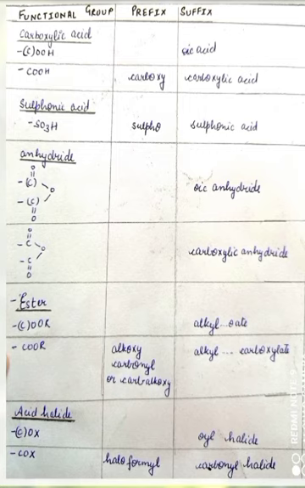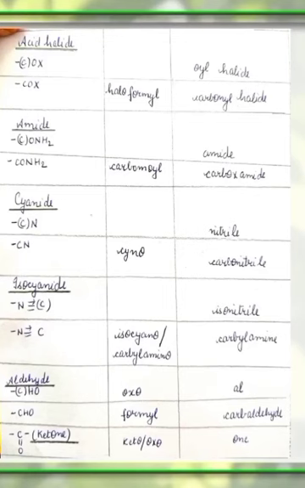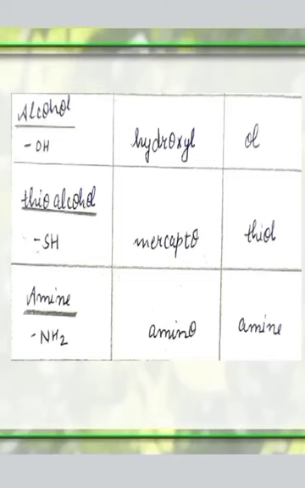For example, if we have carboxylic acid and an ester group in a compound, then carboxylic acid will form the base name, or a secondary suffix will be of carboxylic acid because it is higher in priority order, and ester will be treated as a substituent. So the priority order is carboxylic acid, sulfonic acid, anhydride, ester, acid halide, amide, cyanide, isocyanide, aldehyde, alcohol, thioalcohol, and amine. I have given their prefixes and suffixes respectively.